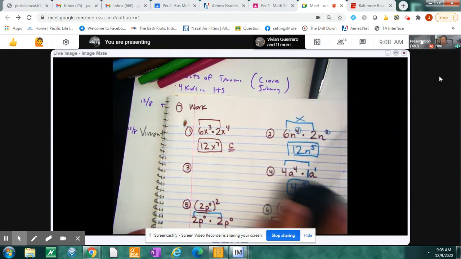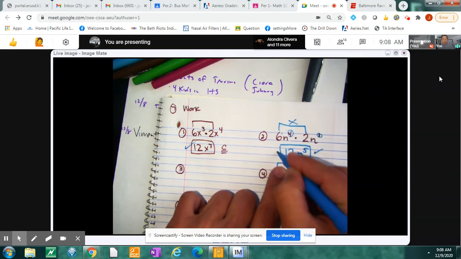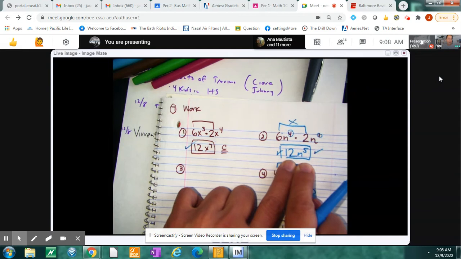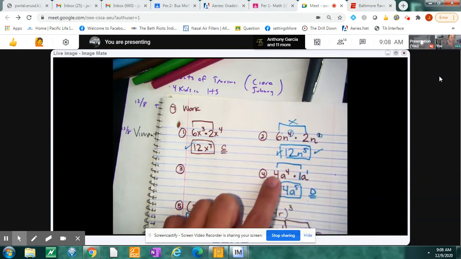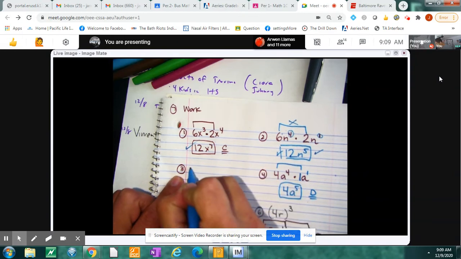So again, if you got it right, put a little check. You got it right. So remember, I'm looking at the coefficient and the exponents, all right? The variable with the exponent. Those are two possible answers, all right? So if it was like 10, 10, that's 20 points, all right? So number 3, let's go ahead and do number 3.